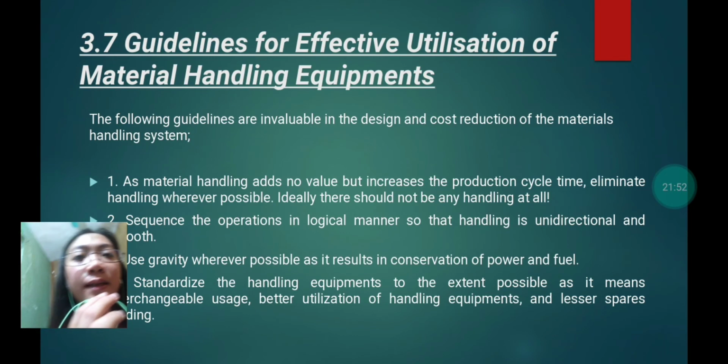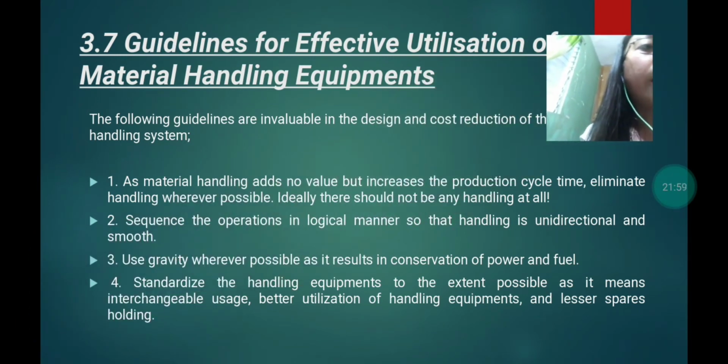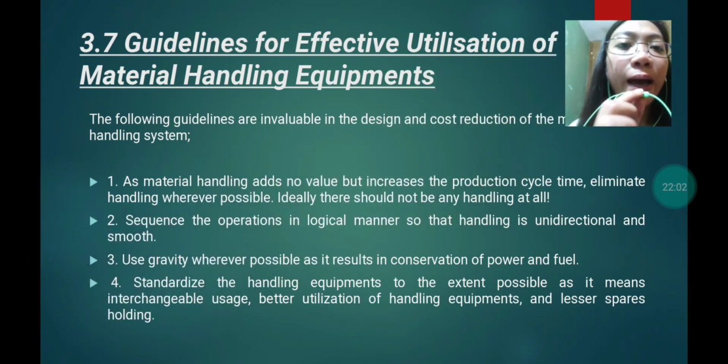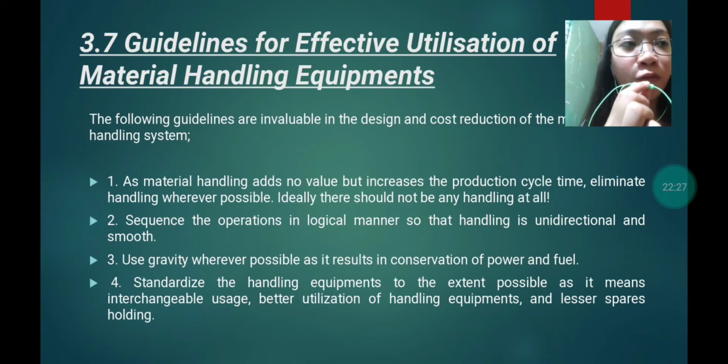And the last is 3.7 guidelines for effective utilization of material handling equipments. First is we have, I need to move it. As materials handling adds no value but increase the production cycle time. Eliminate handling wherever possible. Ideally, there should not be any handling at all. Second, sequence the operations in logical manner so that handling is unidirectional and smooth. Use gravity wherever possible as it results in conservation of the power and fuel.